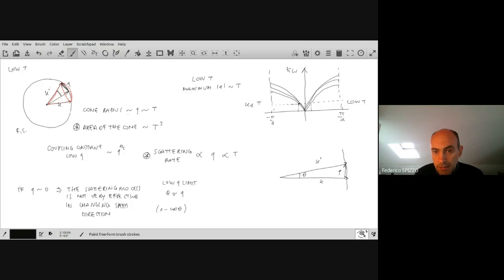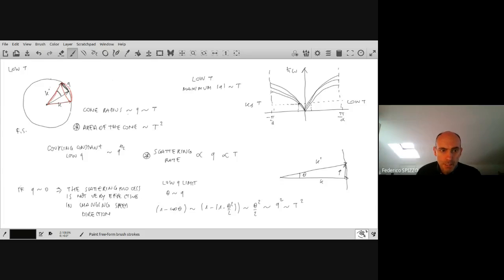In the low q limit, so that also means in the low theta limit, we may expand the cosine of theta as 1 minus theta squared divided by 2. So let's say the effectivity of the process is proportional to theta squared divided by 2. As theta is proportional to q, this is proportional to q squared, and as q is proportional to T at low temperature, it is proportional to T squared.